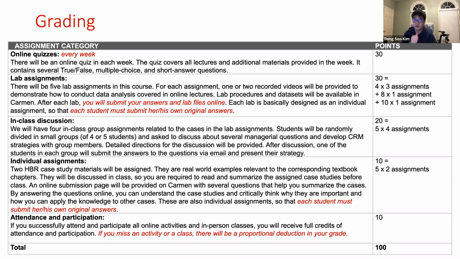All students will be randomly divided into small groups of 4 or 5 students, and all the students will be asked to discuss several managerial questions and develop CRM strategies with group members. Detailed directions for the discussion will be provided at the beginning of each in-class discussion session, and after the discussion, one of the students in each group will submit the answers to the questions via email to me and present their strategies. And fourth, other individual assignments.